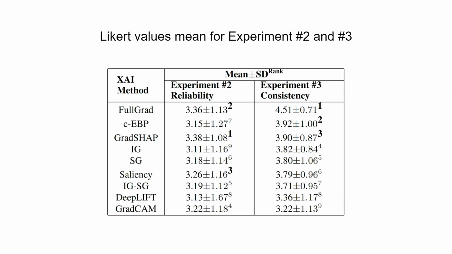The table shows the ranks of the XAI methods based on the mean values on the Likert scale. For experiment 2, GradShap and FullGrad have the highest means, 3.38 and 3.36 respectively. FullGrad has a Likert mean value of 4.51 in experiment number 3, with excitation backprop and GradShap being the next highest at 3.92 and 3.9 respectively. This implies that there is a near unanimous consensus that the explanations provided by FullGrad are consistent for the VGG16 model trained on the CUB 200 dataset.